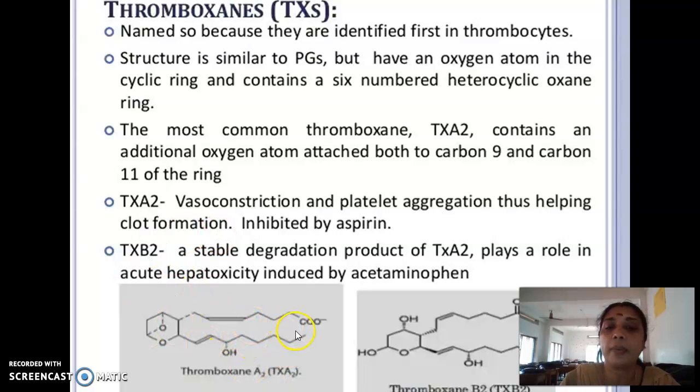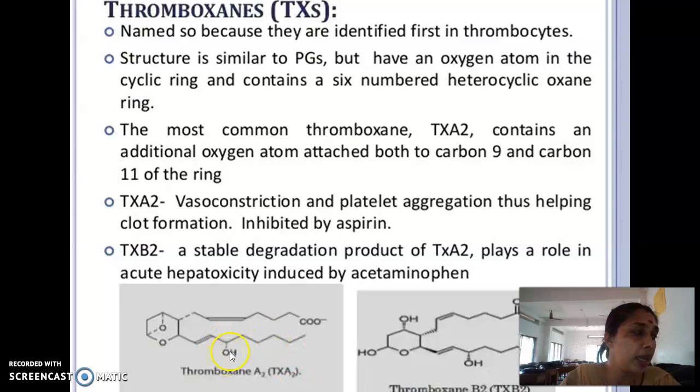But see, there is a double bond between C5 and C6. Then counting C9, 10, 11, 12, 13, it is a cyclohexane ring system, right? And at 14, this is a double bond. And at the 15th position, they have an OH group. So this is the structure of thromboxane.